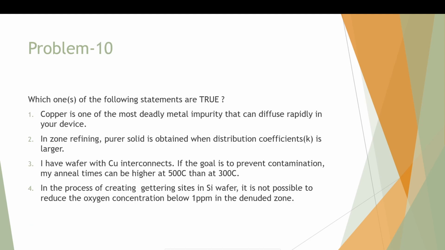Okay, so the last question: which one of the following statements are true? Copper is one of the most deadly metal impurity that can diffuse rapidly in your device. In zone refining, purer solid is obtained when distribution coefficient is larger. I have a copper antagonist. If the goal is to prevent contamination, my anneal times can be higher at 500 Celsius than at 300, in the process of creating gettering sites.